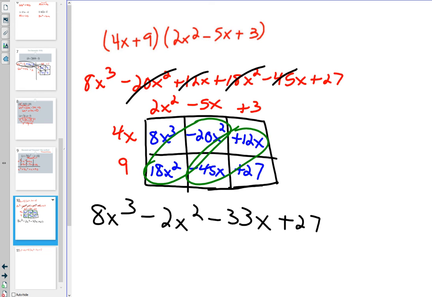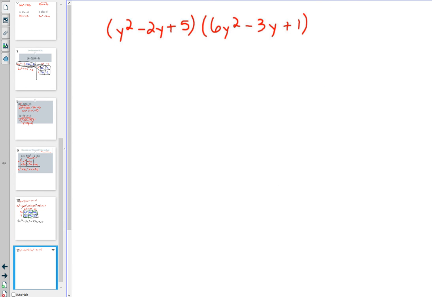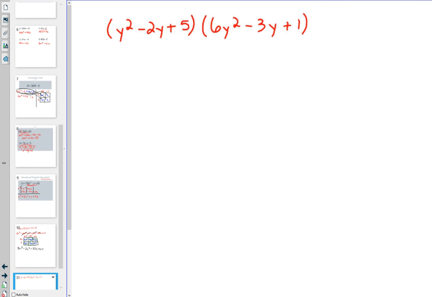And then finally, it's a 3x3 FOIL. So how many terms should we end up with? 9. Go, do it. Still got time. See if you can get it right. This would be the hardest thing you should see on Friday's quiz. If you can do this, you can do anything.